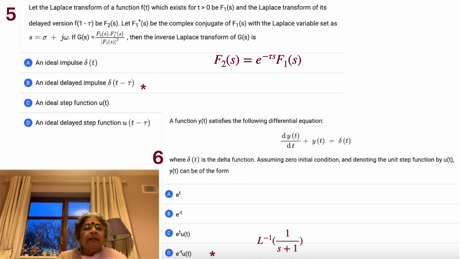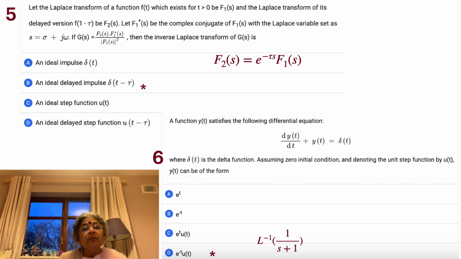Almost all important things that we need to remember and apply in the GATE examination context are covered in the questions that have occurred over the years. Just as in the fifth question, let the Laplace transform of a function f(t), which exists for t greater than 0, be F1(s). We are given the Laplace transform of f(t) as F1(s), and the Laplace transform of its delayed version, f(t minus tau), where we are delaying it by tau, is F2(s).